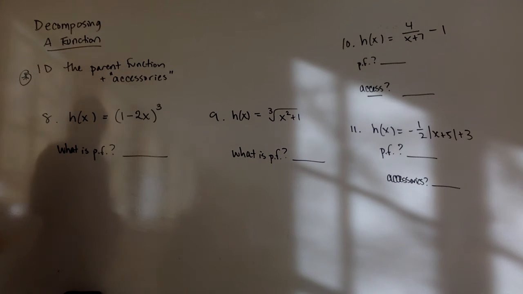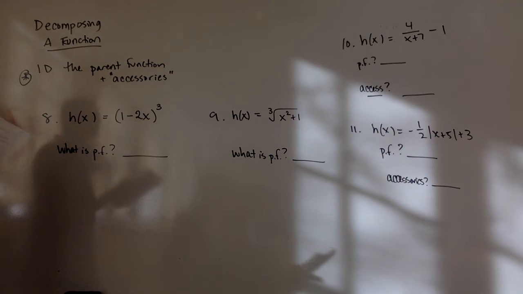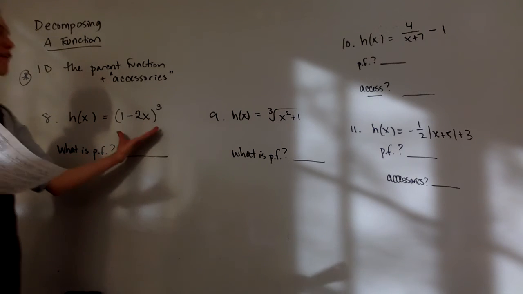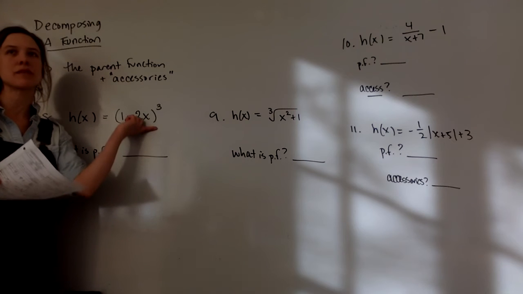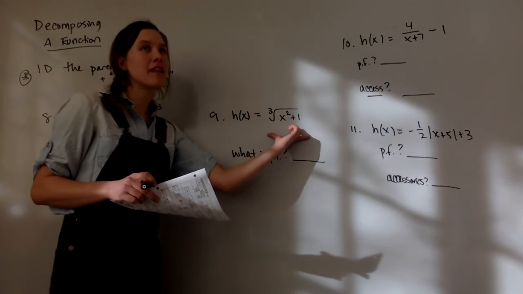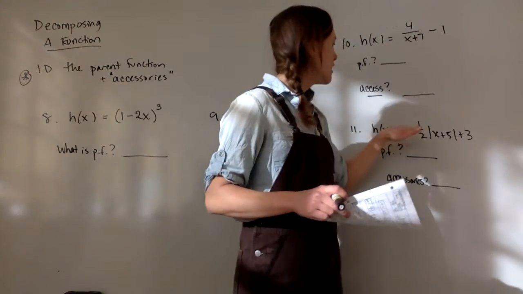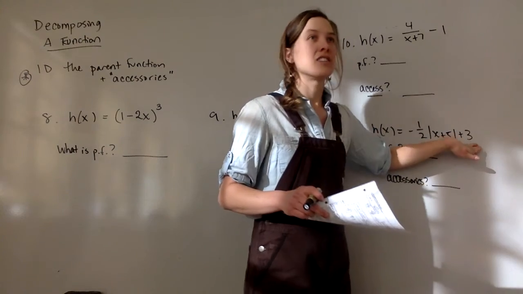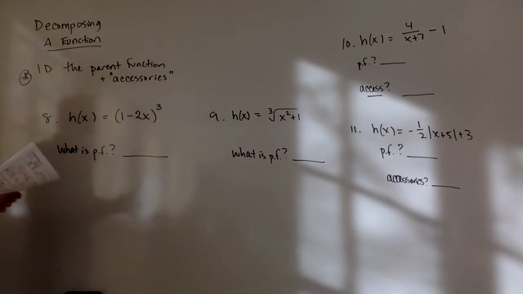Okay, cool. So the easiest way to do this is to identify the parent function that's involved, and then what I call accessories, so anything that's outside of the parent function. So right here, I don't have any accessories, I only have something within the parent function. Here, I only have something within the parent function. Here, though, I have stuff outside the parent function. So those are my accessories. So the first step would be to identify what the parent function is.